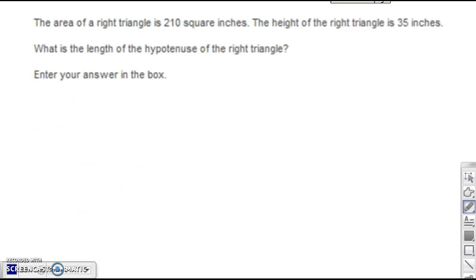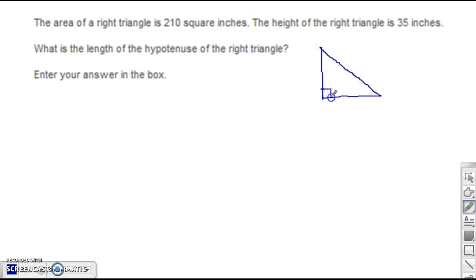Okay, the last one. The area of a right triangle is 210 square inches. The height of the right triangle is 35 inches. What is the length of the hypotenuse of the right triangle? Whew, they are working you on this one, y'all. Okay, so this isn't similar triangles at all. We only have one right triangle.